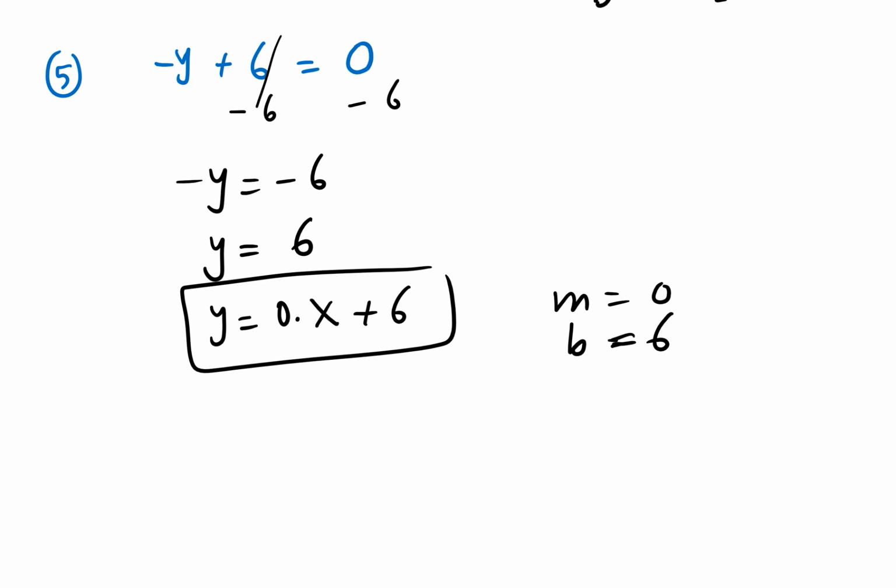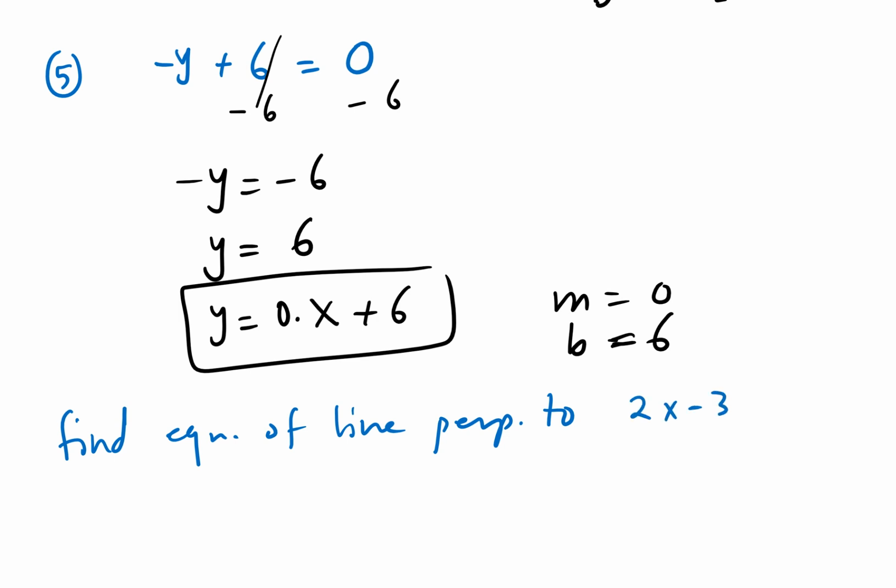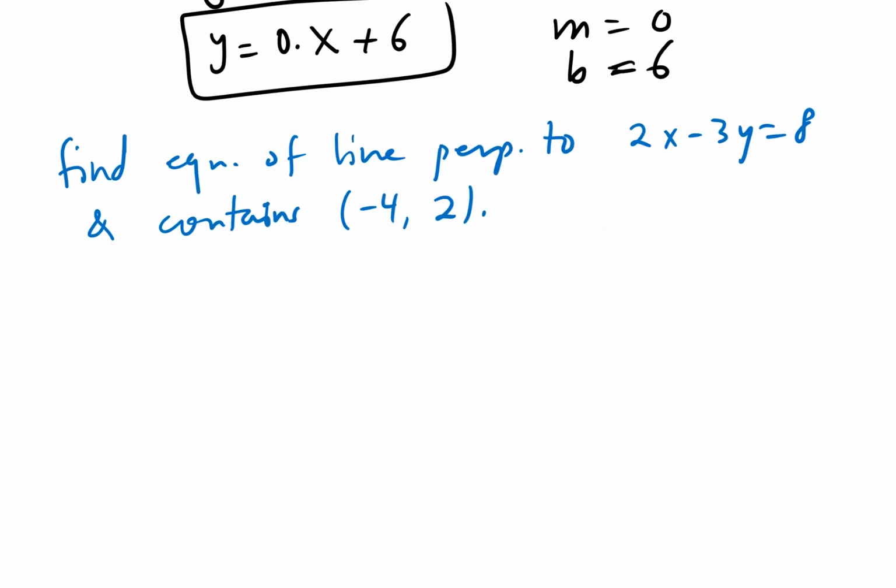This helps us to solve questions in this form. Find the equation of the line perpendicular to, say, 2x minus 3y equals 8, and contains the point (negative 4, 2). So how do we go about this?